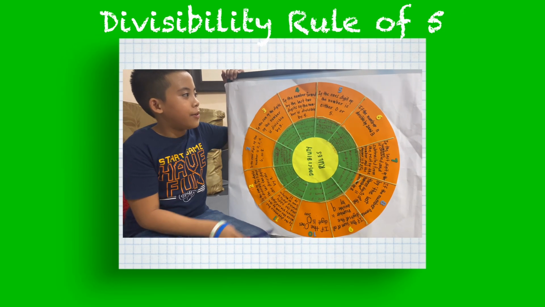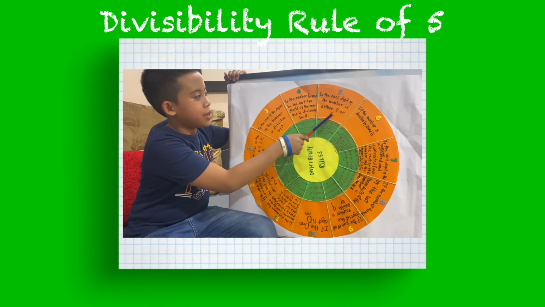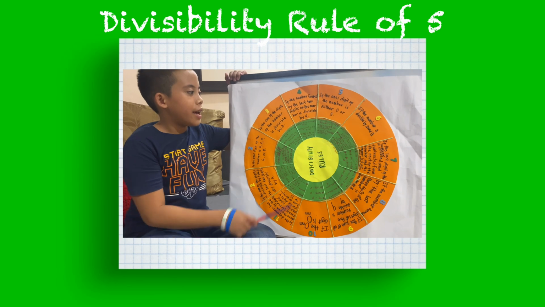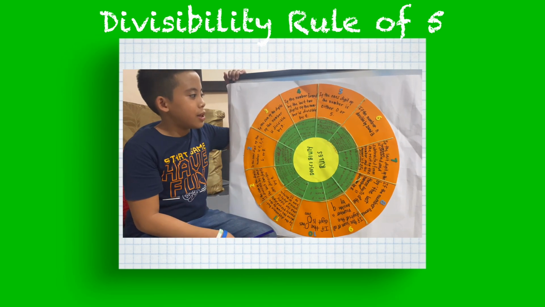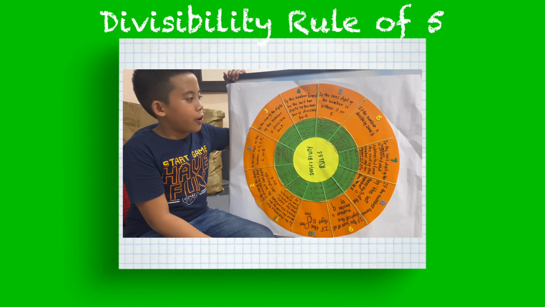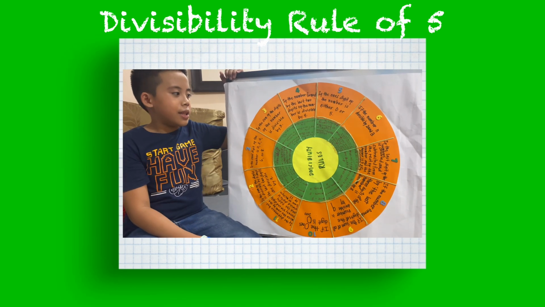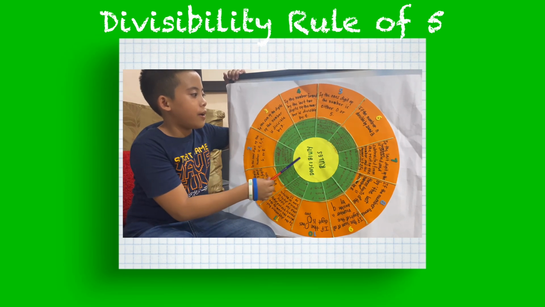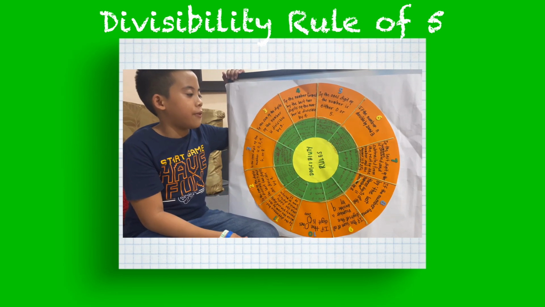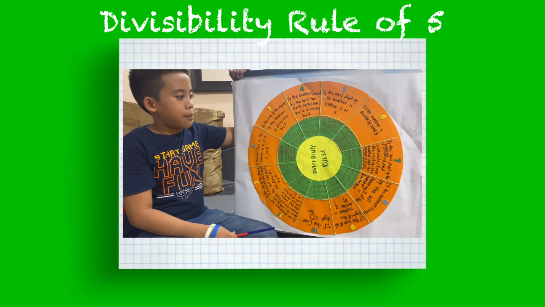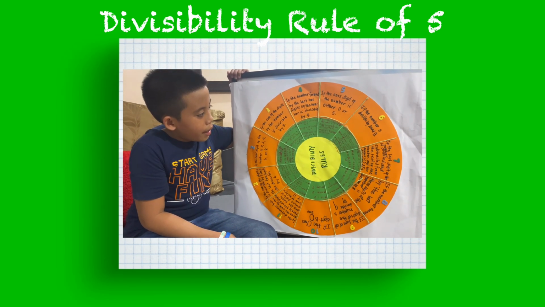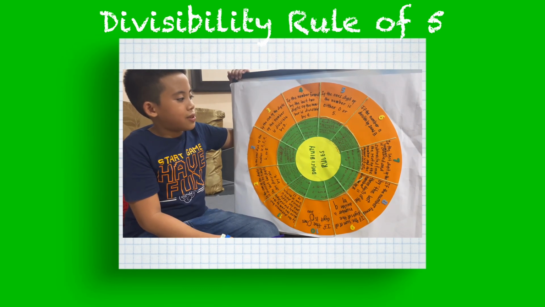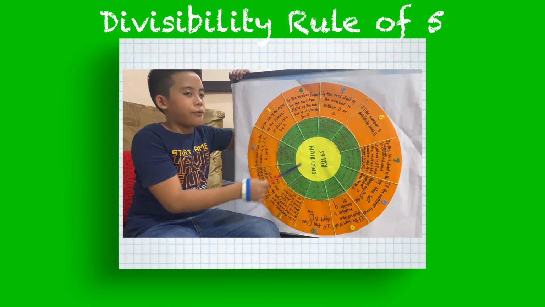Divisibility rule number 5. If the ones digit of the number is either 0 or 5, it is divisible by 5. Example, 2020. The ones digit is 0, therefore it is divisible by 5. The next example is 315. The ones digit is 5, therefore it is divisible by 5. The last example is 11,035. The last digit is 5, therefore it is divisible by 5.